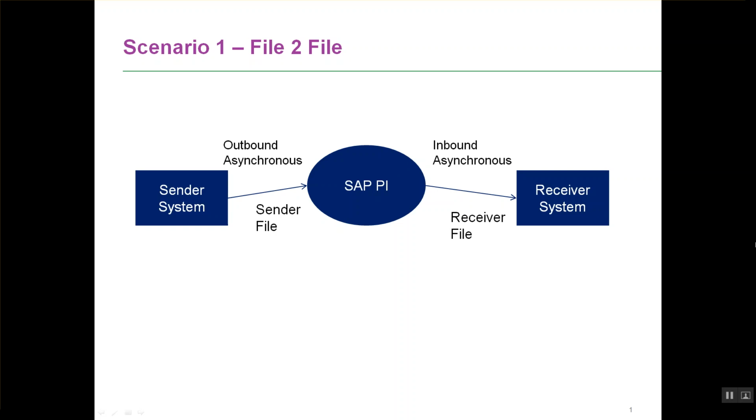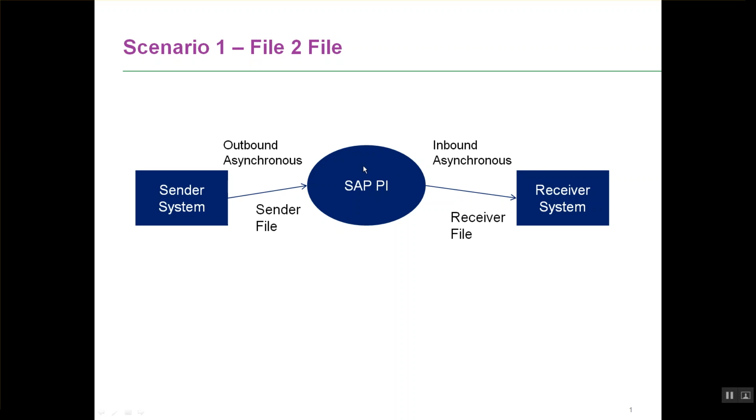Back. We will now proceed to look at the first scenario that we are going to be building, and that's what we call a typical file-to-file scenario. As the name implies, we're going to get a file from a sending system. There's going to be a sending system that is going to send a file to PI, and PI is going to receive this file, and PI is going to map this file, perform a mapping where it's going to change the structure of the file.